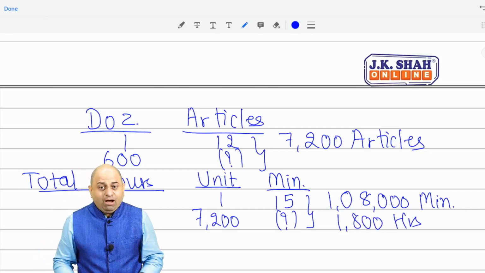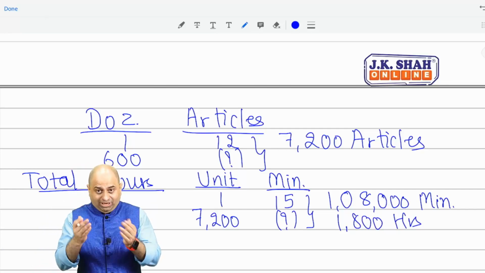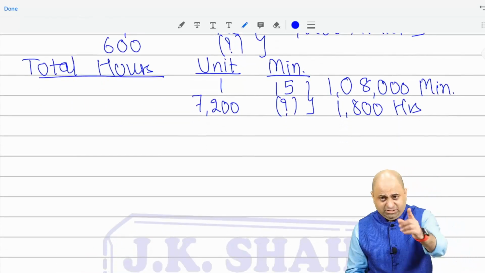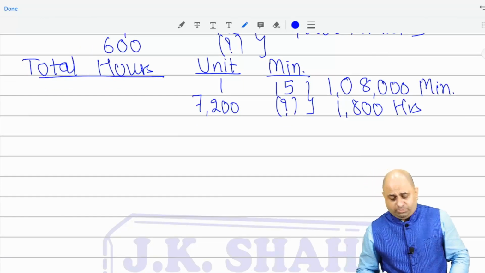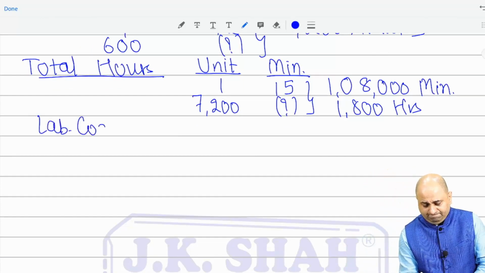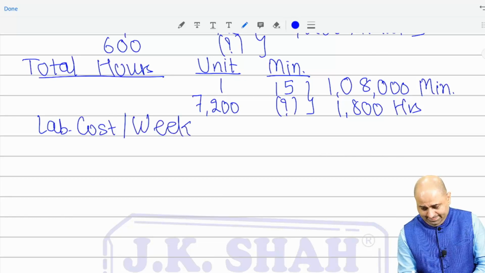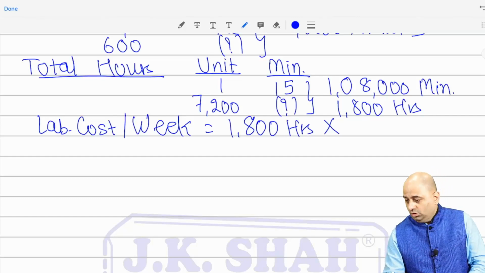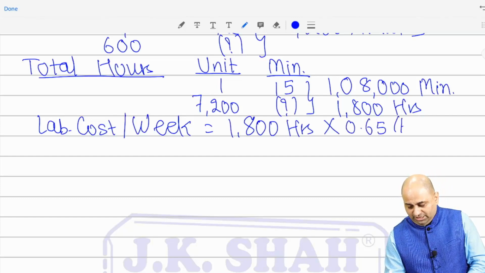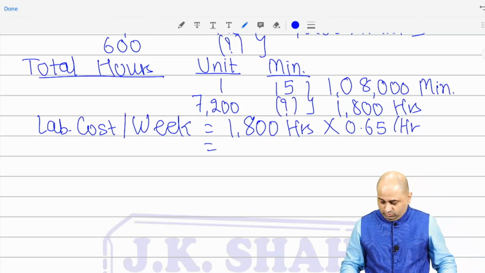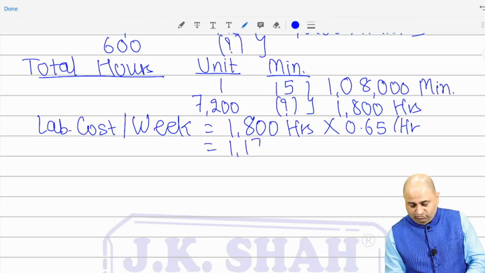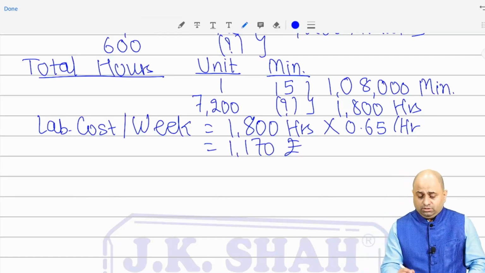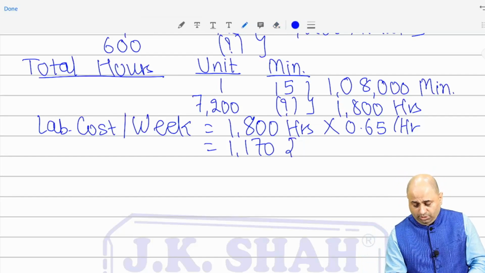Now we have the hourly rate with us, we have total hours with us. When we multiply, we can get total wages for the week, which they call in this question labor cost per week. So we calculate labor cost per week: 1,800 hours into rate per hour, 0.65 per hour, is equal to 1,170 rupees. That is your labor cost per week. Let me make it a little proper.